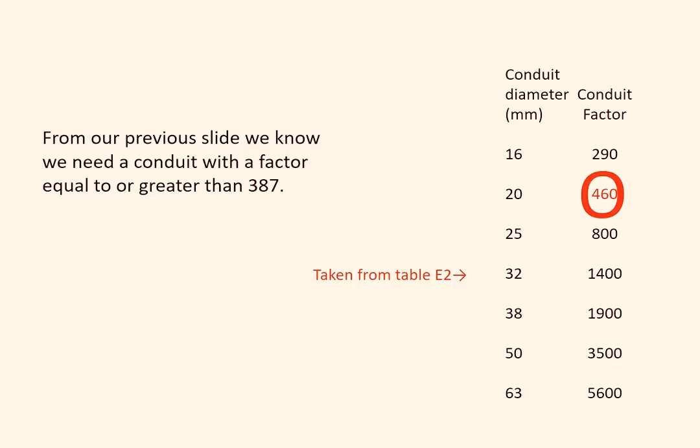So from the previous slide, we know that we needed a conduit with a factor of 387 at least. So I can see that 16mm has a conduit factor of 290, it's not big enough. A 20mm conduit has a factor of 460, which is more than enough. So I can use a 20mm conduit. Now that's not to say that that physically wouldn't fit inside a 16mm conduit, but there are reasons for installation that we won't use that.